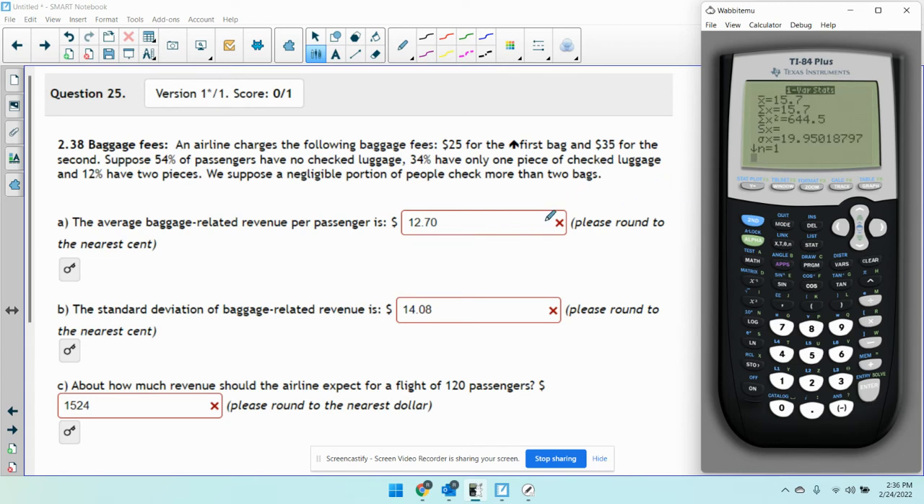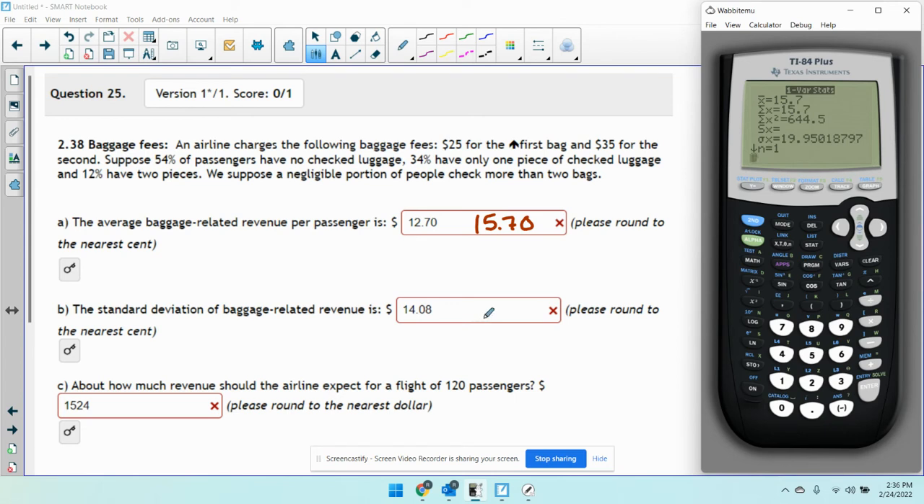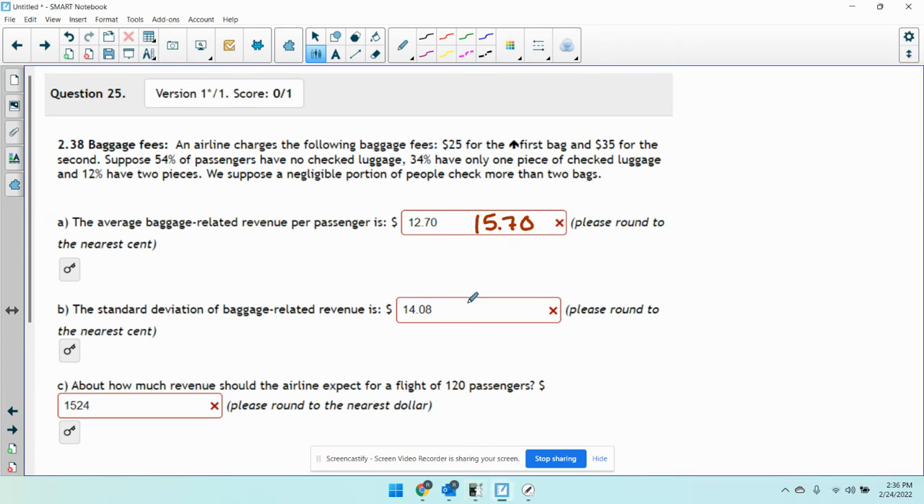So we get the average fee is going to be 15.7. Judging by this, I think that's what the issue was. Standard deviation will be 19.95. And then it says about how much revenue should the airline expect for a flight of 120 passengers.